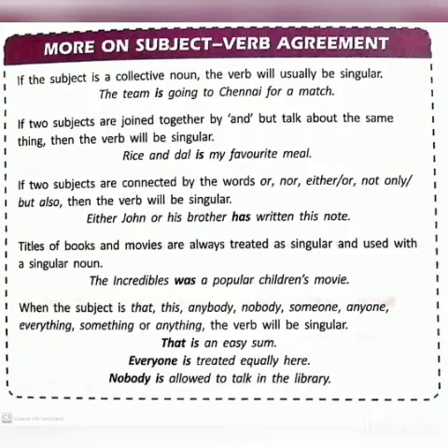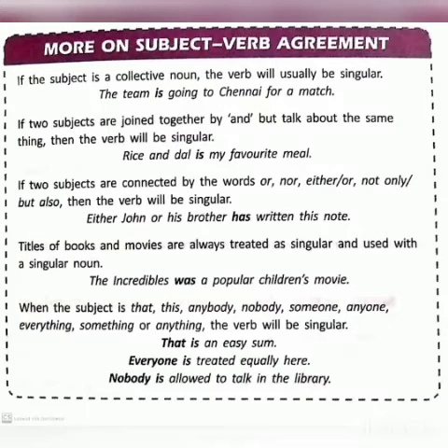Now more on subject-verb agreement. If the subject is a collective noun, the verb will usually be singular. For example, the team is going to Chennai for a match. So collective nouns we all know, right? So if the subject is a collective noun, then the verb will be in singular form. If two subjects are joined together by and but talk about the same thing, then the verb will be singular. Like rice and dal is my favorite meal.